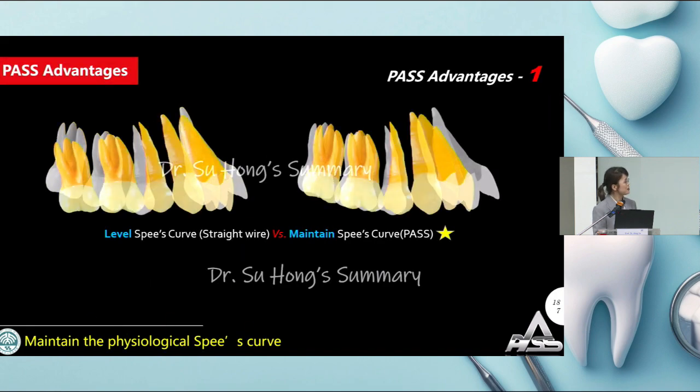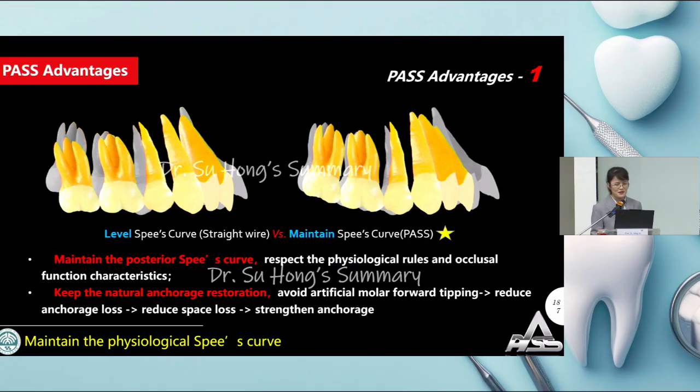Okay, here, I showed them before. Compared with the conventional Spee-wire system, the PASS aims to maintain the posterior Spee curve to respect the physiologic rules, occlusal functions and characteristics. We keep the natural anchorage restoration to avoid artificial molar forward tipping, and then we reduce anchorage loss, then we reduce space loss, then we strengthen the anchorage. So that's the first PASS advantage.